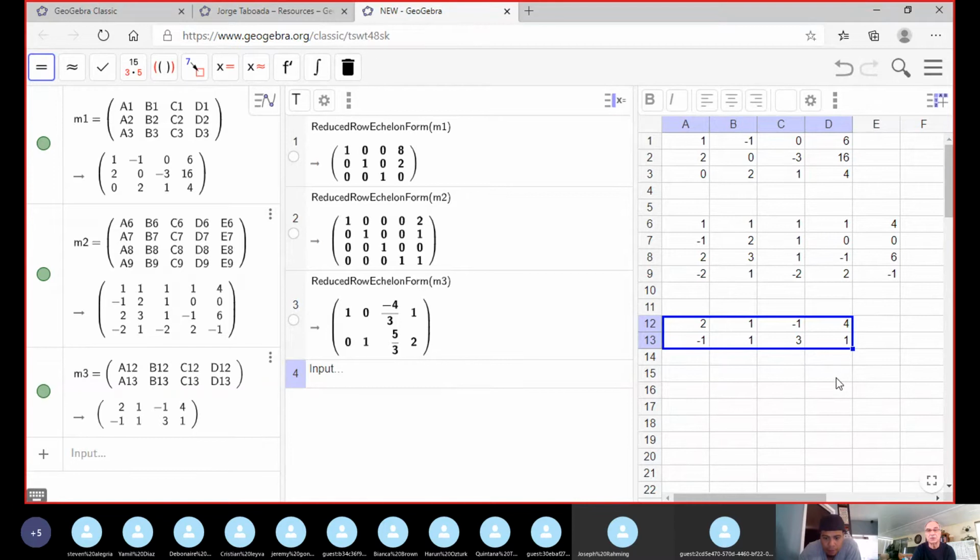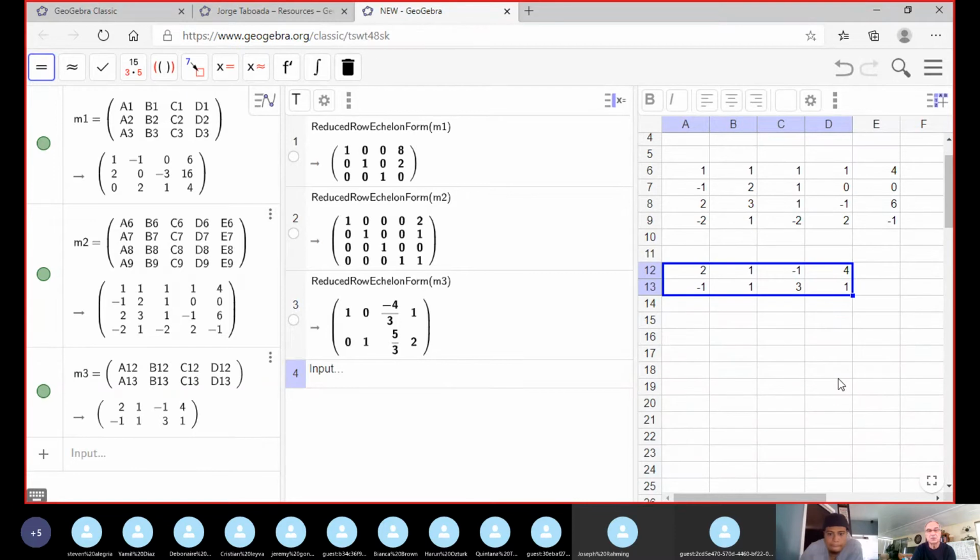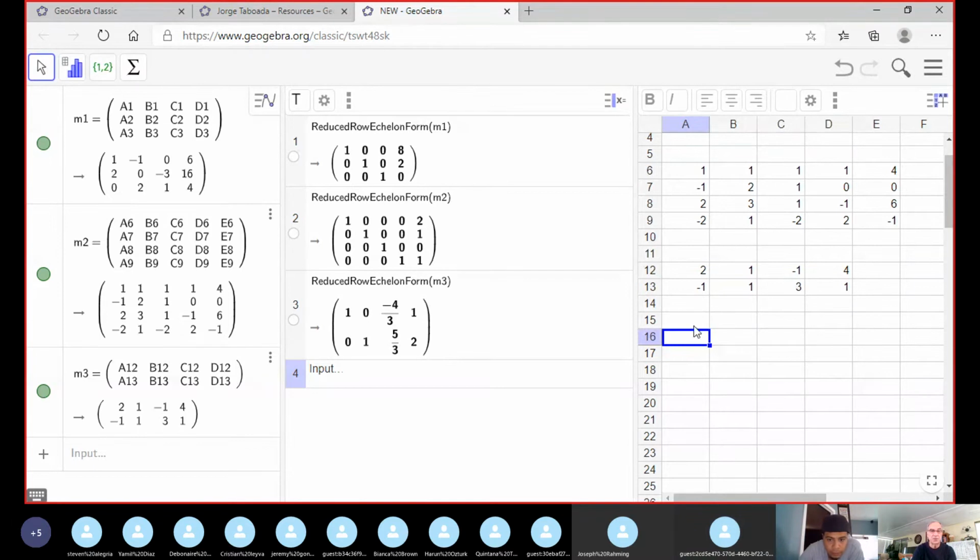Do you see GeoGebra or not yet? Not yet? There. Yes, there. Yeah, perfect.